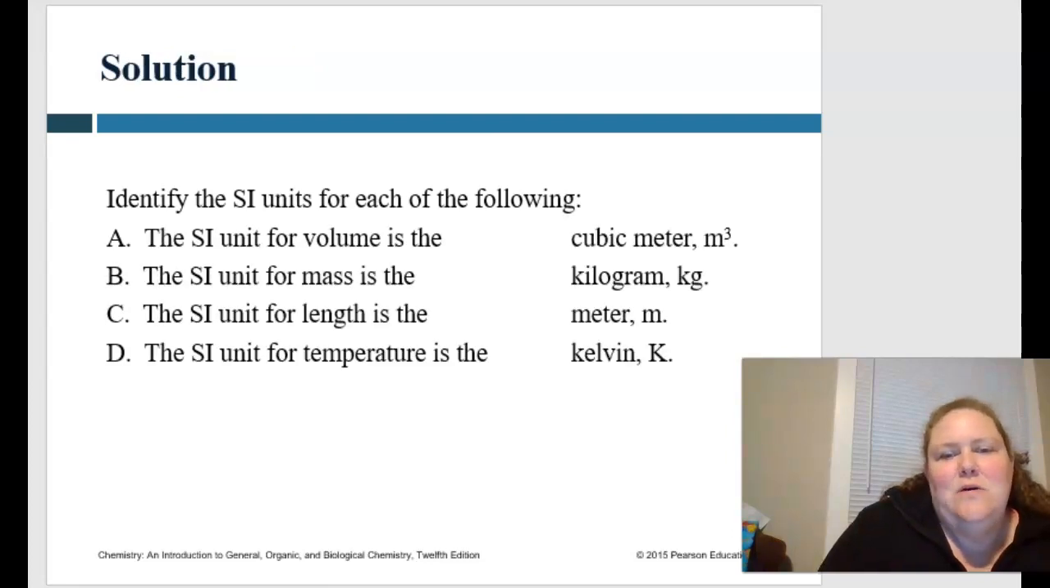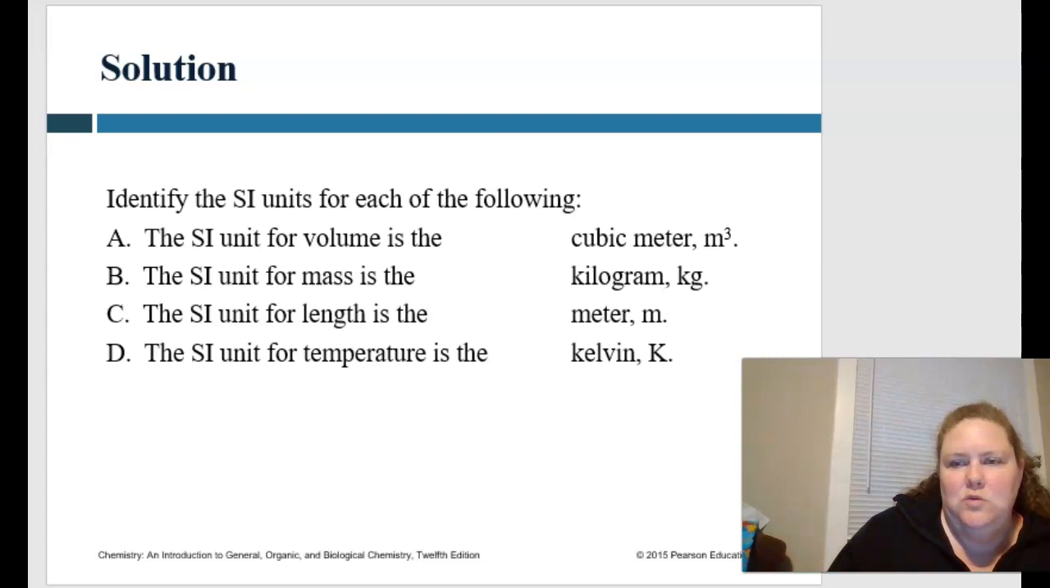Okay. So the unit for volume for SI, remember we talked about the 2 different units, and this one's the SI one, okay? So this one is going to be cubic meters, or meters to the 3rd power, right? Cubed. So squared would be 2, cubed is 3. Mass is kilogram, length is meter, and temperature is Kelvin. Okay, so there's a little video for that.